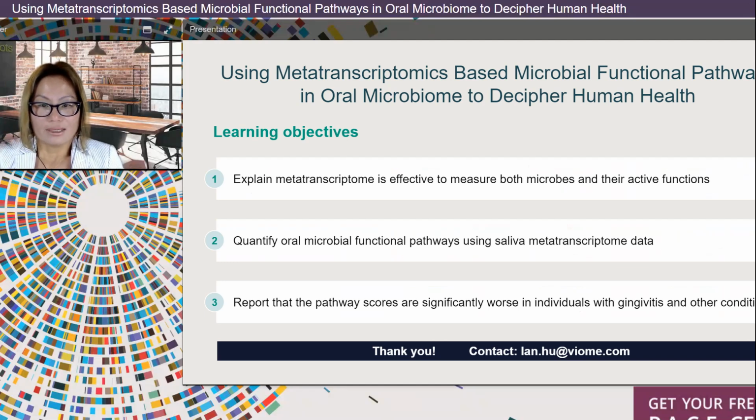So with that, I would like to summarize what I have talked about in this presentation. I explained that the metatranscriptome is effective to measure both microbes and their active functions. We designed scores to quantify oral microbial functional pathways using saliva metatranscriptome data. Applying these scores and the metatranscriptome technology, we also report that these pathway scores are significantly worse in individuals with gingivitis and other conditions compared to their control counterparts.